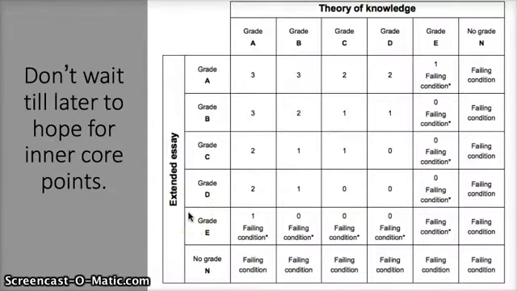So here's the inner core matrix, and the really strong message here I'd like you to get is don't wait till later on and hope for inner core points, or suddenly freak out at the end of grade 12 and realise that if you'd done some more work, you might be able to go into that better university course. Do the work now and have no regrets. So you can see that if you get a D in TOK, and a D for your EE, then you're not going to get any inner core points. If you get a B for TOK, say, and a D for your extended essay, then you're going to get 1. So you can see through here the grades and how they're worked out.